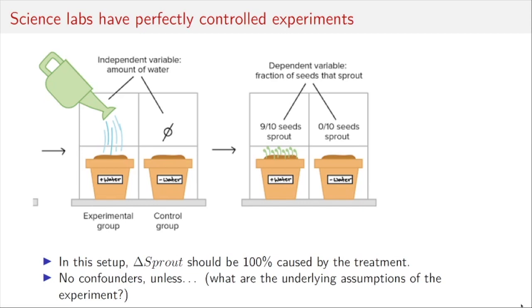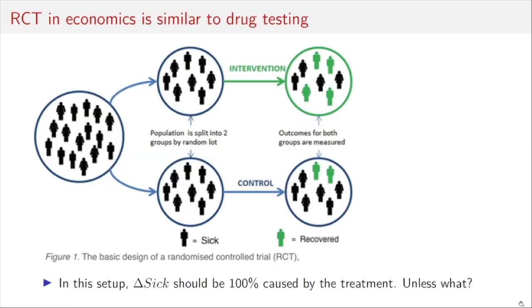Underlying that is the assumption that the seeds are all comparable, and one way we do that is by drawing them from the same package. That is, in essence, an assumption of randomness. The randomness issue becomes more explicit if we're thinking about drug testing. Imagine you have a population of sick people that is divided into two groups randomly. One group gets an intervention and the other one does not.